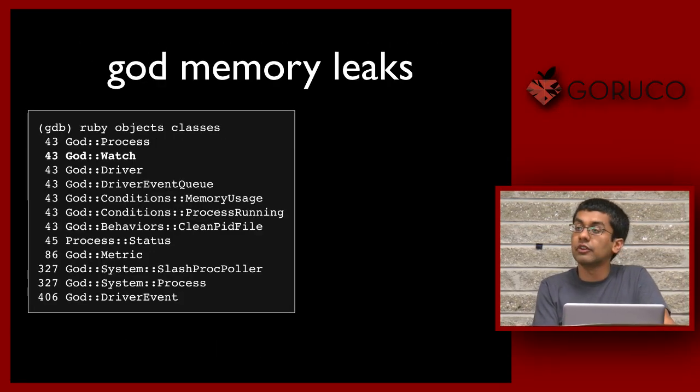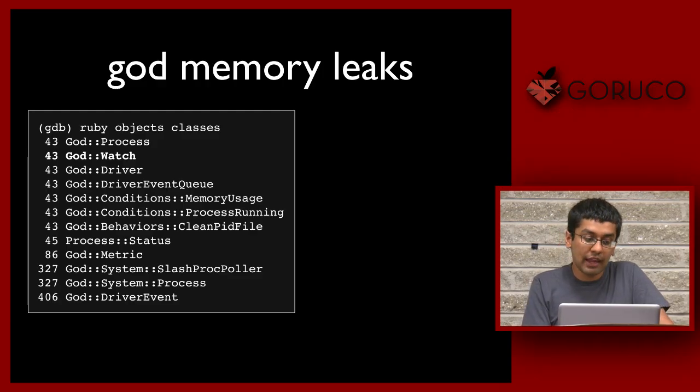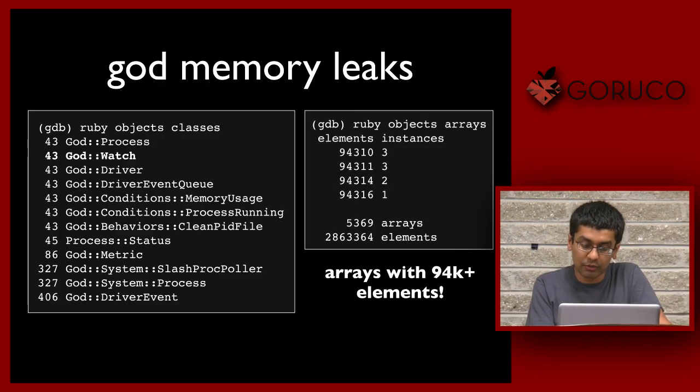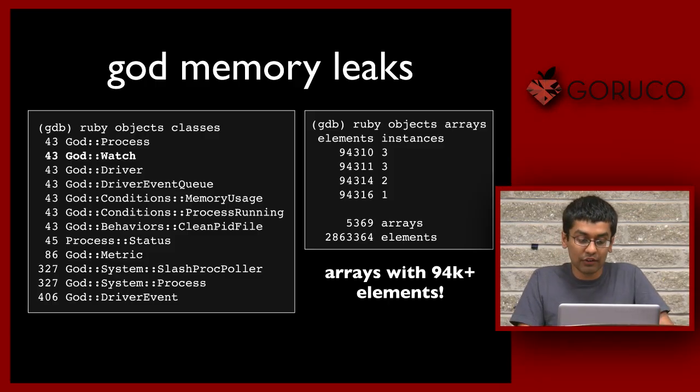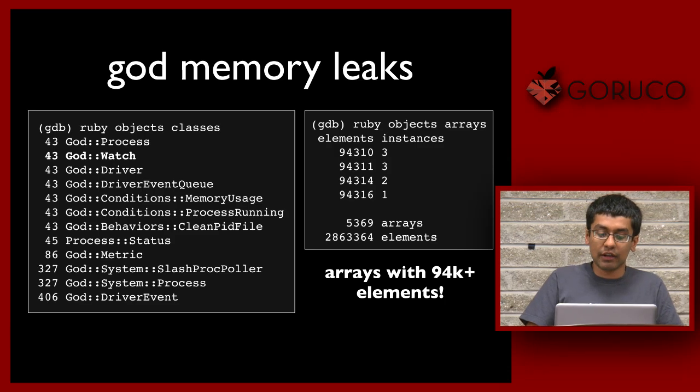Similarly, there were a bunch of leaks in God for a really long time. And they were particularly hard to track down. It turned out there were actually 5 different leaks in God. And using GDB.RB, we were able to attach to a bunch of processes in different environments and basically notice what was leaking and then try to find out why it was leaking.